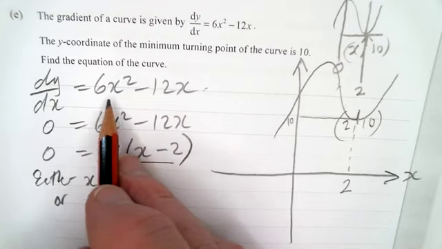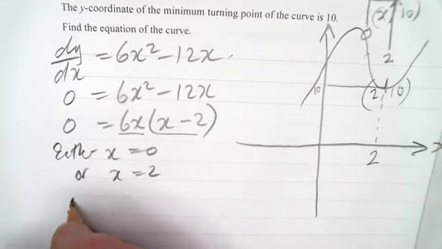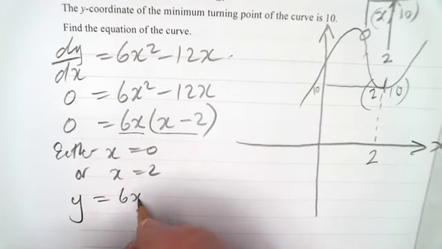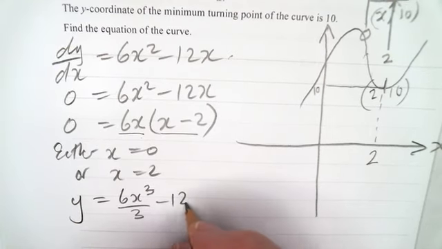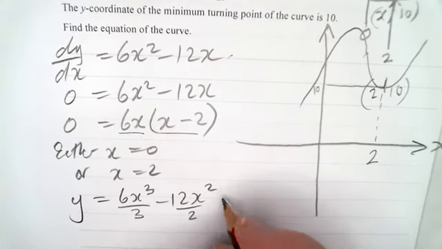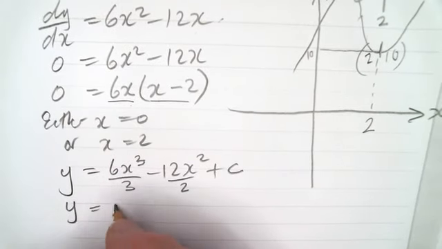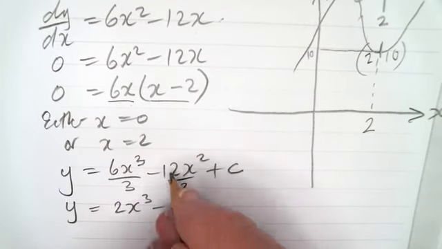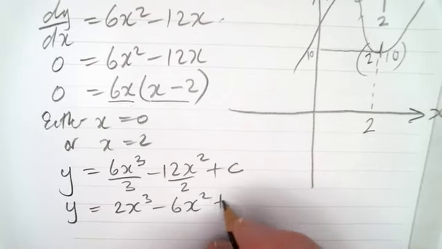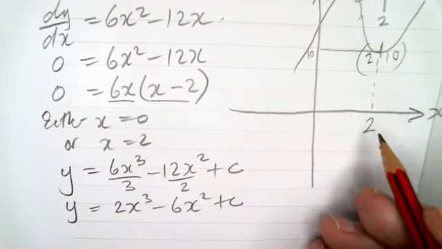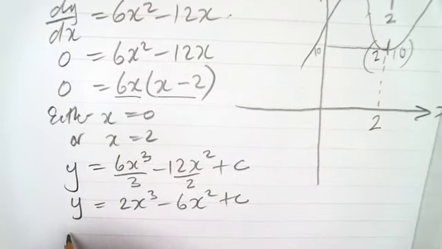So let's first of all anti-differentiate that. So we've got y is equal to 6x cubed on 3, minus 12x squared on 2, plus c. Let's tidy that up. So y is equal to 2x cubed minus 6x squared plus c. Now let's plonk in my 10 and my 2. So y is 10 and x is going to equal 2.